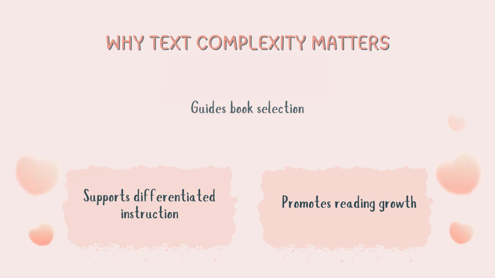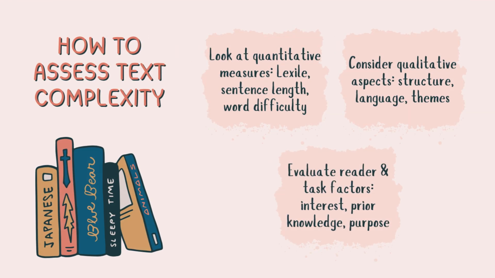What made it challenging? To assess text complexity, we look at three things. First, quantitative measures like Lexile level, sentence length, and word difficulty. Next, qualitative aspects, which include the text structure, language, and themes. And finally, reader and task considerations, things like the student's background knowledge, interest, and purpose for reading. For example, in Harry Potter and the Sorcerer's Stone, the sentences are fairly simple, but the plot and magical vocabulary make it more complex. Now, think about a book you know. How would you rate its complexity?